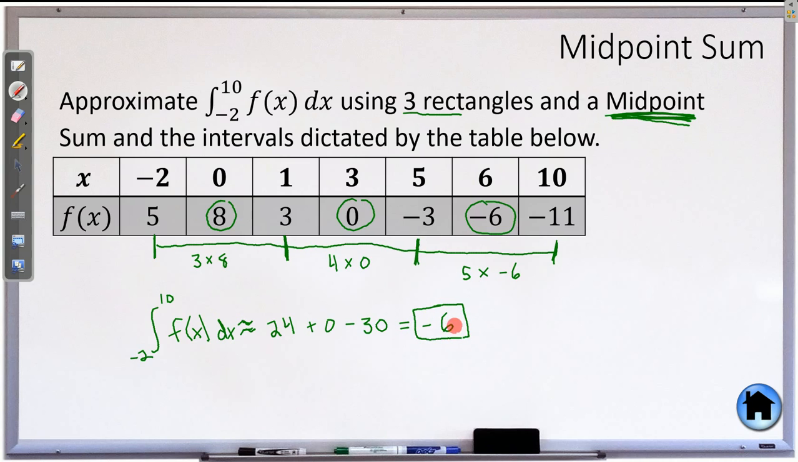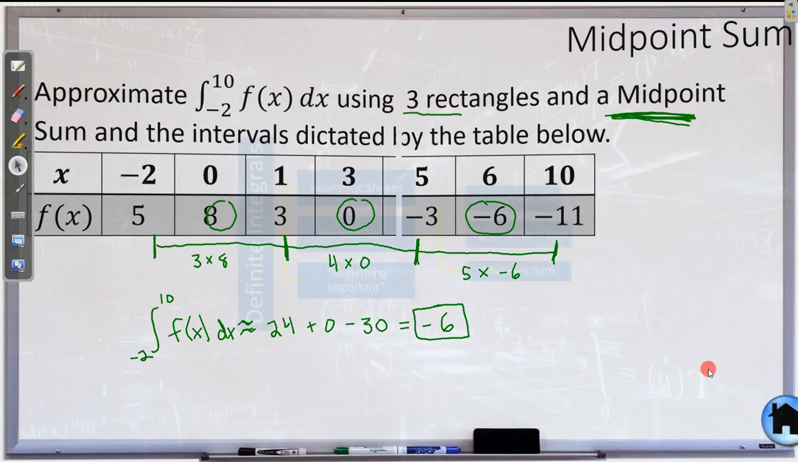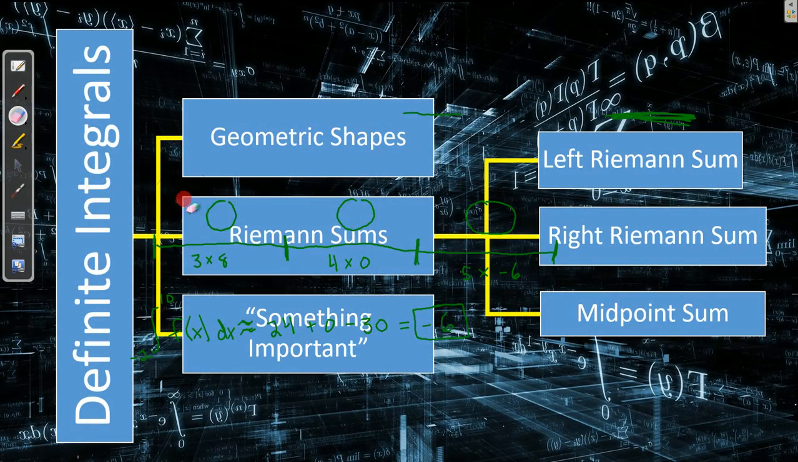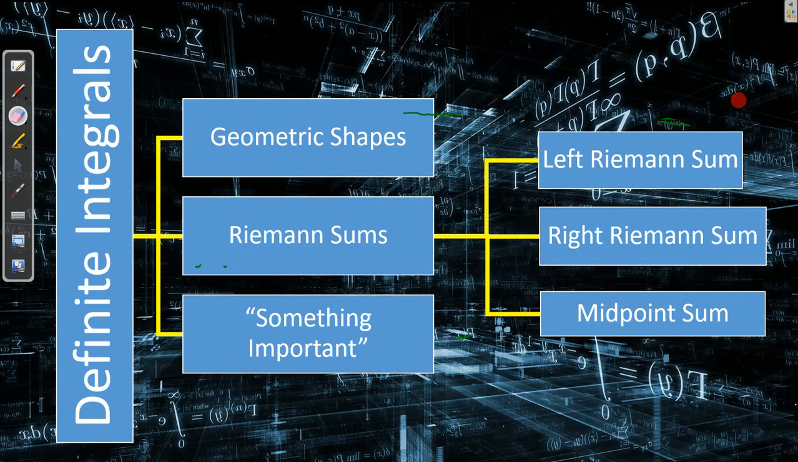All right, so using the table, we had to use the width of the rectangle that they gave us, and then the height was the middle number, because we were doing a midpoint. All right, so those are sort of the 3 ways you can estimate a definite integral if you can't use geometric shapes. There will be a better way next time.